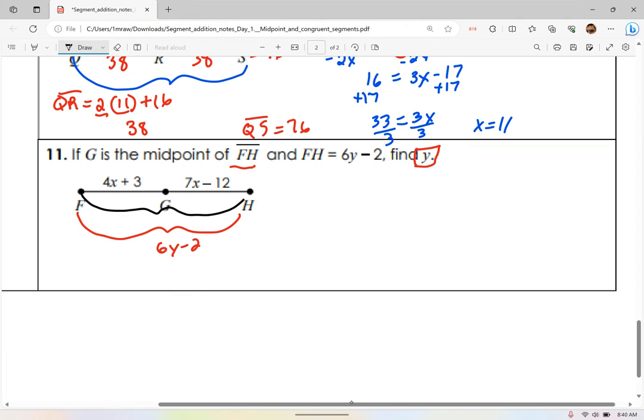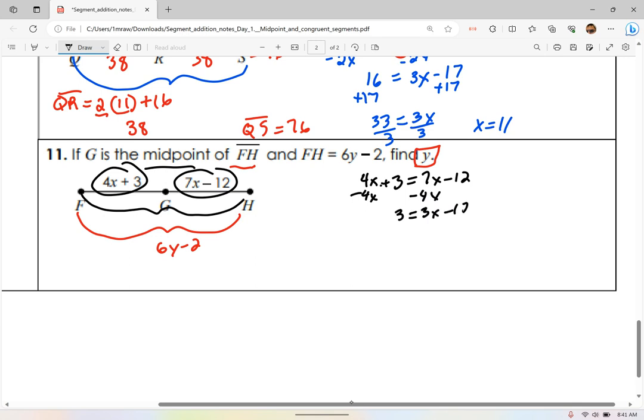So we're going to go ahead and do the algebra quick because we already did a couple of examples. We know that they're equal to each other. These two pieces are equal because of the word midpoint. Okay, we solve, subtracting our 4x's. Okay, 3 equals 3x minus 12. Add 12 to both sides. We get 3x equals 15, right? X equals 5 by dividing by 3. Okay, so that's not the answer.